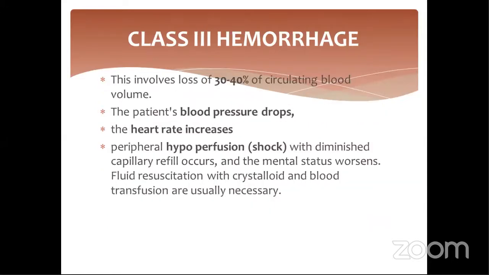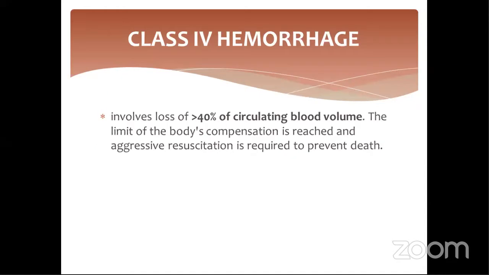And then class 3 hemorrhage, this involves loss of 30 to 40% of circulating blood volume. In patients, blood pressure drops, heart rate increases, and mental state worsens. Fluid resuscitation with crystalloid and blood transfusion is usually necessary. And when more than 40% of circulating blood volume is lost, the limit of the body's compensation is reached.